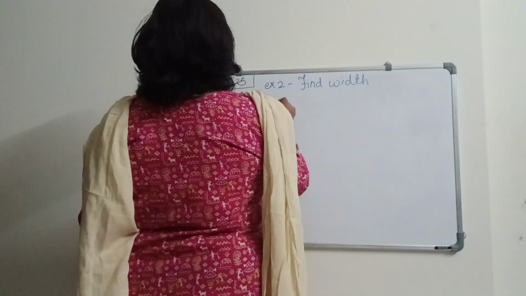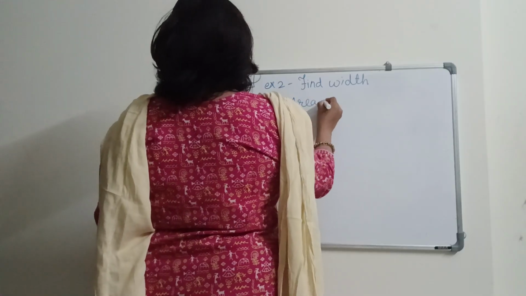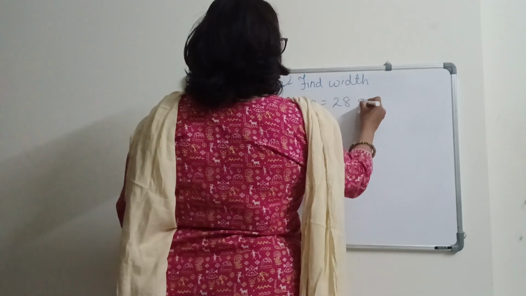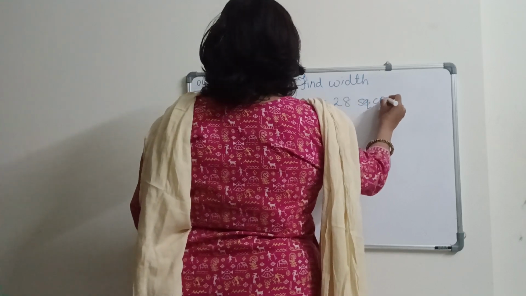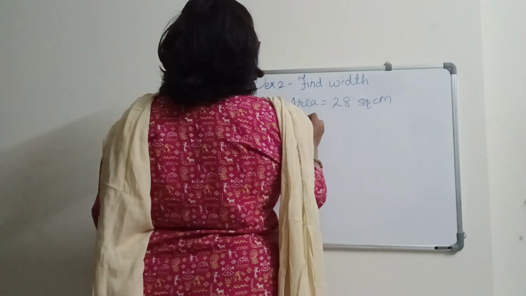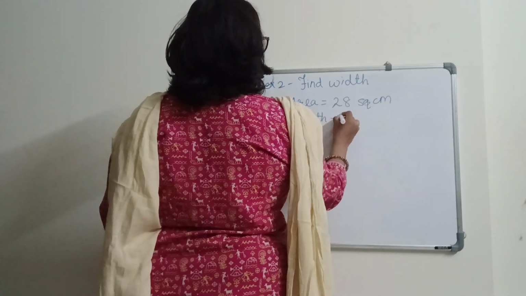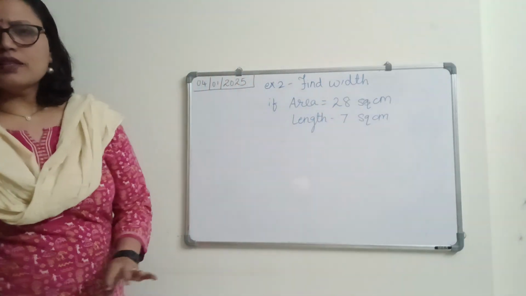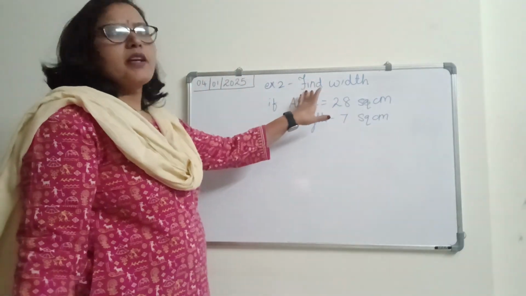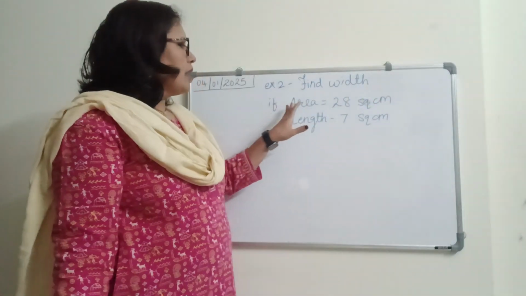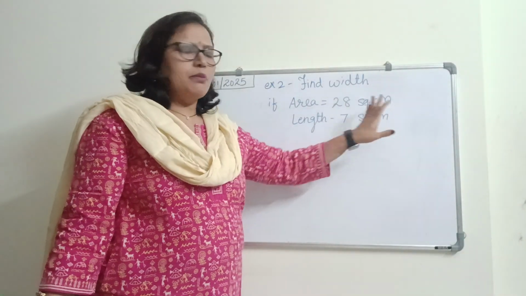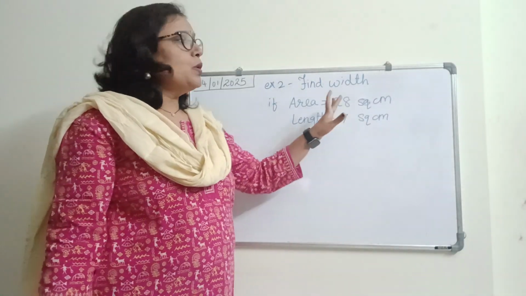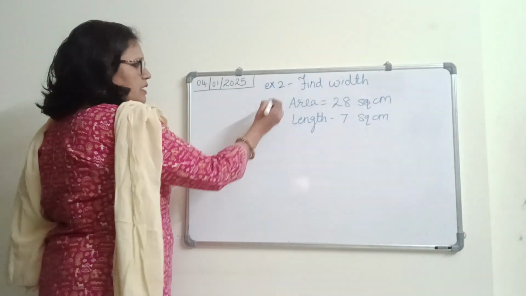if area equal to 28 square centimeter and length is 7 centimeter. So this way the sum is given. What they are asking: find the width. So if area equal to 28 square centimeter and length is 7 centimeter. First, this is the given.